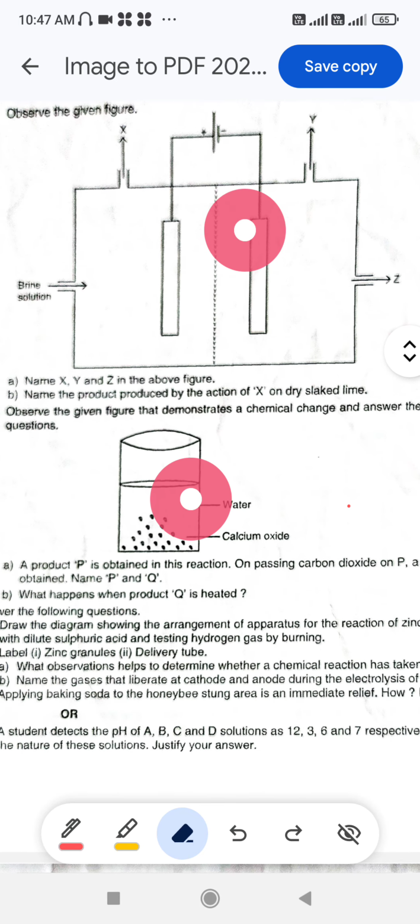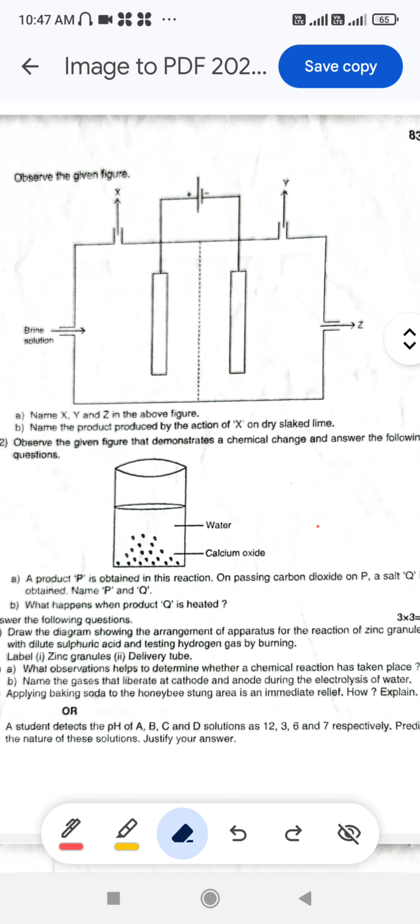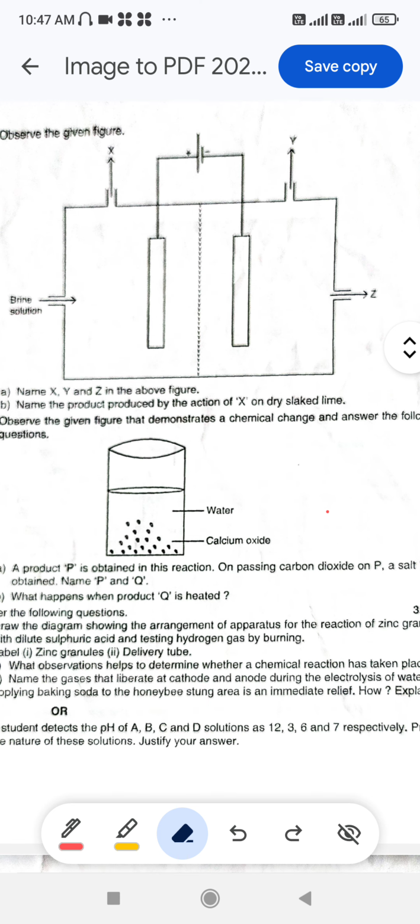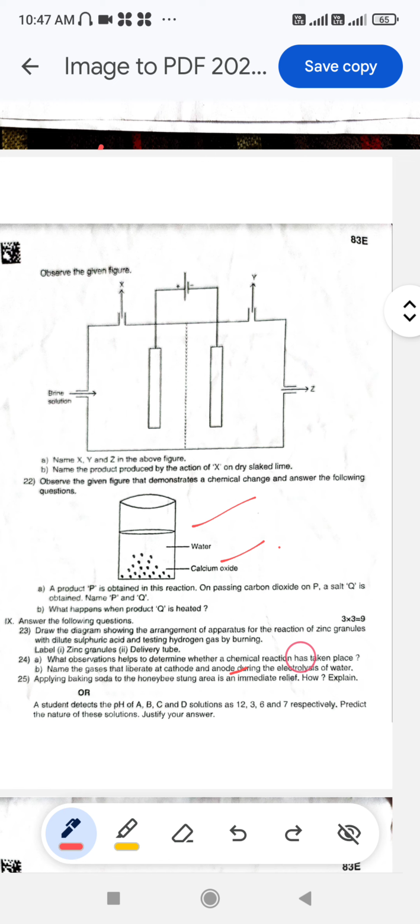Okay, next is question 22: observe the given figure, which demonstrates a chemical change, and answer the following questions. Again, in the beaker there is water, and calcium oxide is there. These two react with each other, and a product P is obtained. After the reaction of water and calcium oxide, product P is formed. On passing carbon dioxide over P, Q is obtained. Name P and Q.